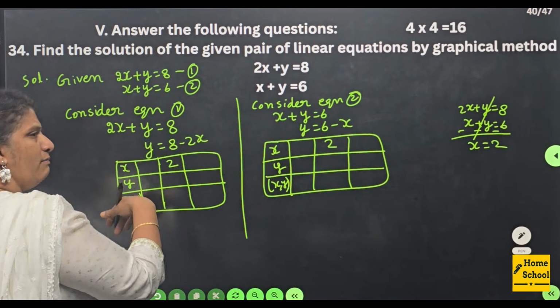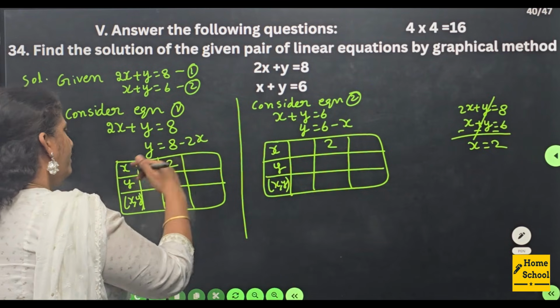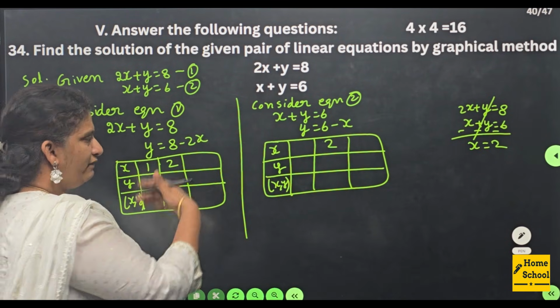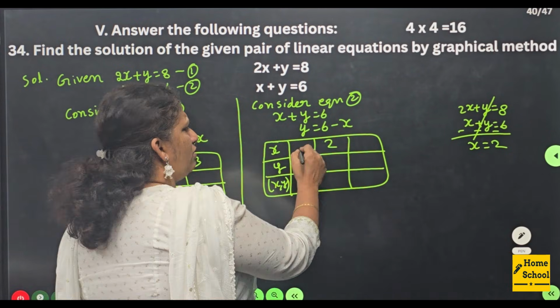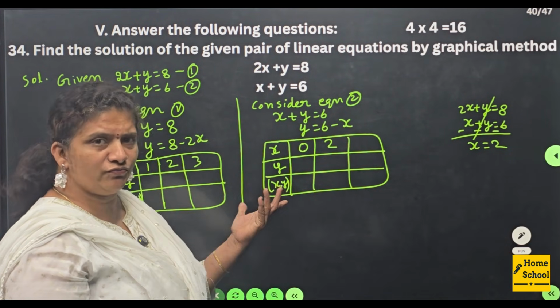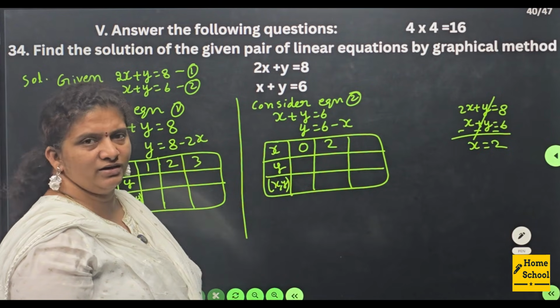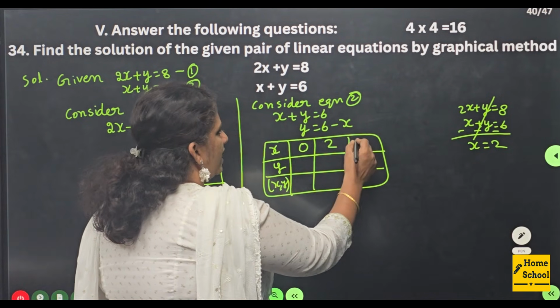Now before one number, after one number you take. Before 2 I'll take 1. After 2 I'll take 3. Here also before 2 any number you can take. I'll take negative also, if you want you can take. But I have taken here 0. Then after 2 I'll take 3.